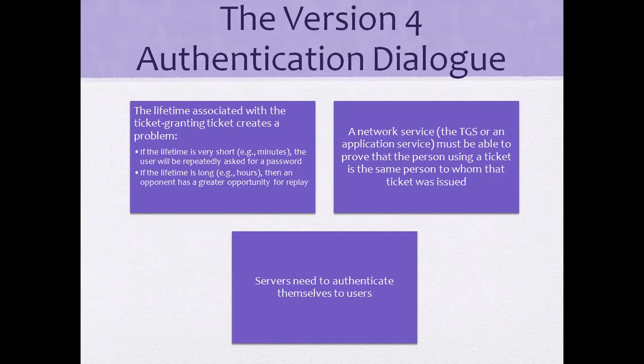So we have seen that if the lifetime is very short, we may be asked for repeated passwords. Next, a network service, the TGS or application server, must be able to prove that a person using a ticket is the same person to whom the ticket was issued. So it can be identified to whom the ticket was issued. These are the factors which will be identified. And servers need to authenticate themselves to users. The servers are very important; they play a key role.